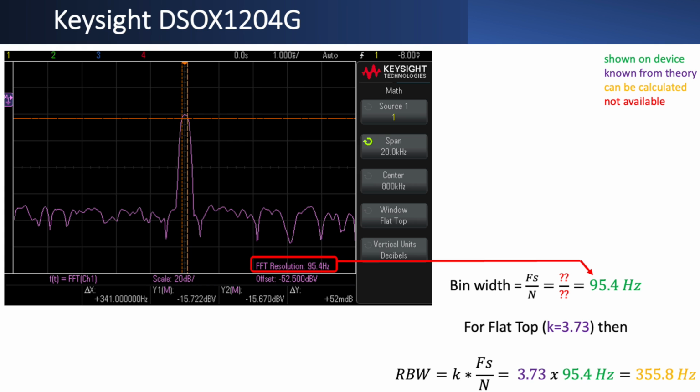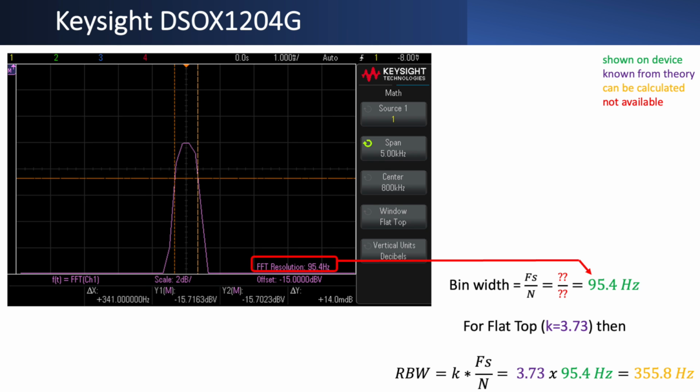Now, also from here, in the same way as before, we should be able to calculate the resolution bandwidth by multiplying the bandwidth with the relevant factor for the flat top window, and that should then be 355.8 Hertz according to our calculations. And do our calculations make sense? Again, I'm going to look at the actual waveform being displayed, and again I'm going to zoom in only on the peak we're seeing here and try to distinguish the -3 dB point.